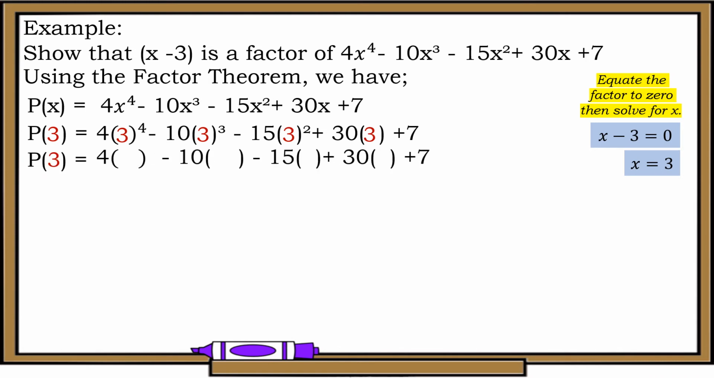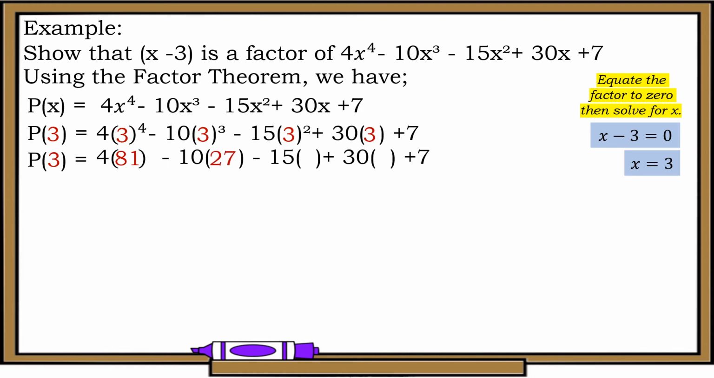Yan. 3 to the fourth power. 3 times 3 times 3 times 3, we have 81. Hindi siya 3 times 4. Iba yon. Ang ibig sabihin niyan, yung 3, 4 na beses mong imumultiply. So we got 81. 3 cube is 3 times 3 times 3.